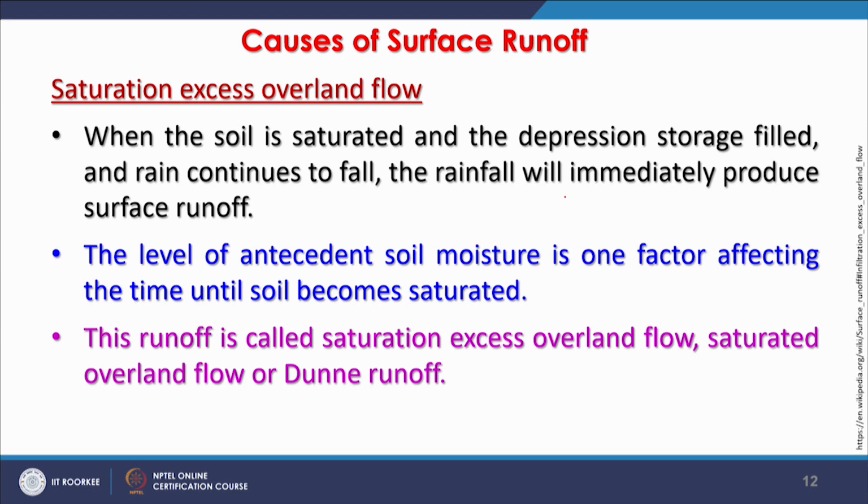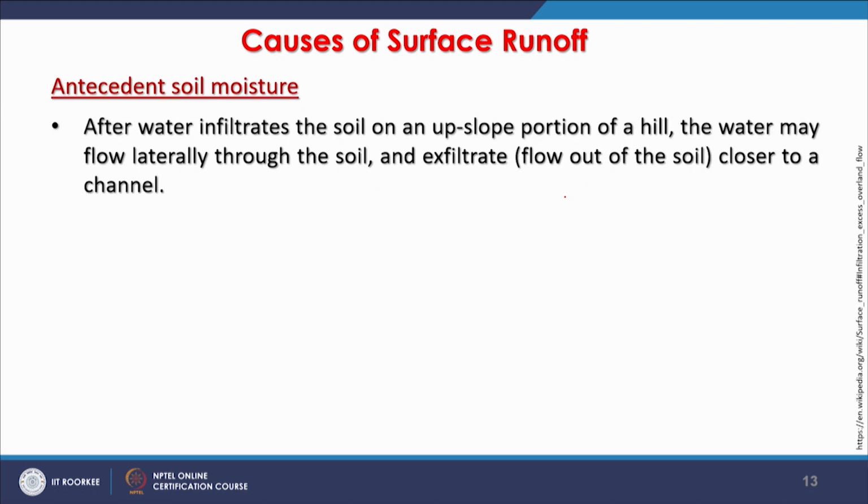And the level of antecedent soil moisture, meaning the water already in the soil, is one factor affecting the time until soil becomes saturated. And the runoff is called saturation excess overland flow. When your surface is full of saturation moisture, then overland flow occurs. So, it is also called saturated overland flow or runoff.